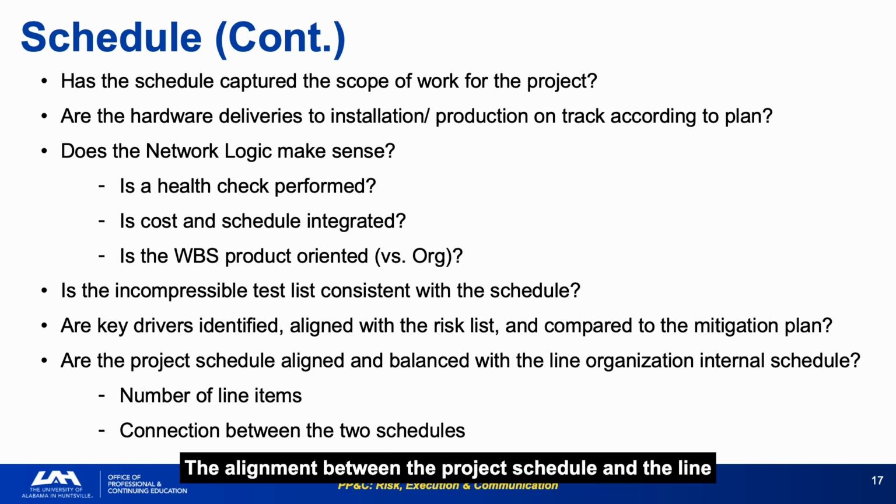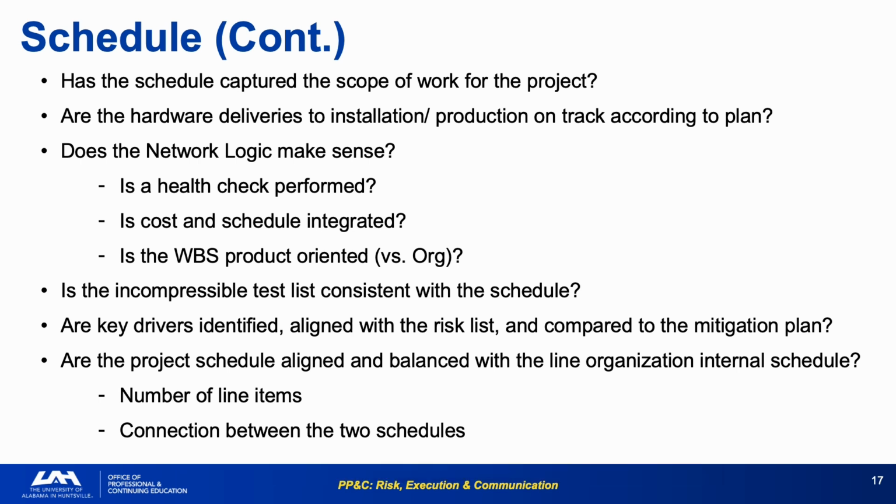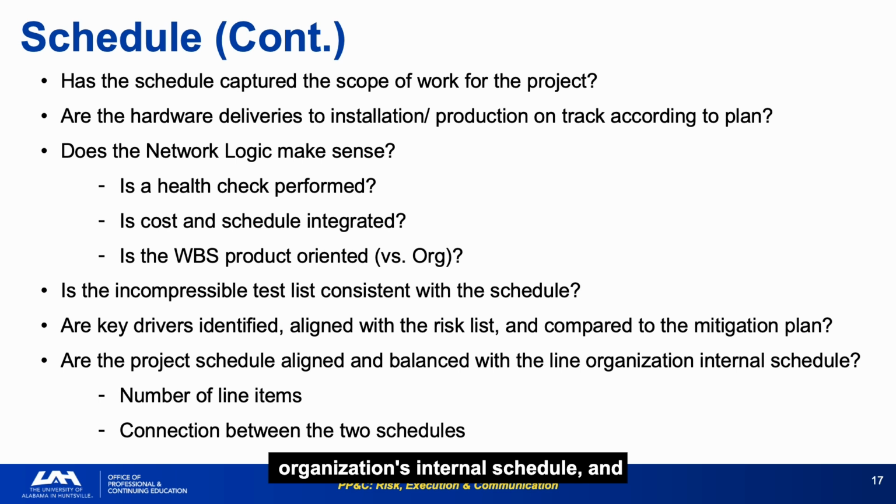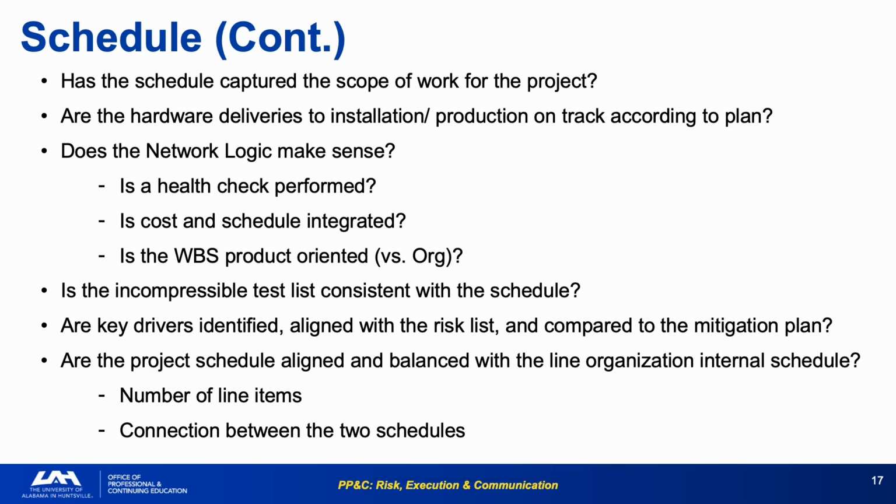The alignment between the project schedule and the line organization's internal schedule, and specifically whether the connection between the two is documented and maintained, is where coordination failures that drive parallel schedule slips typically originate. If the schedule passes all 14 DCMA health check metrics but fails any of the questions on this slide, the schedule is not credible. Health checks test structure. These questions test reality.